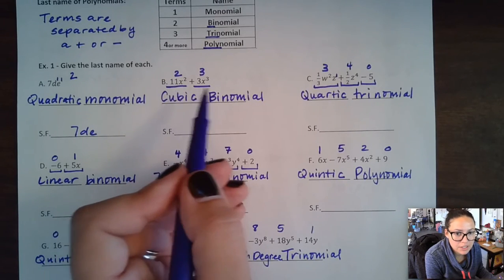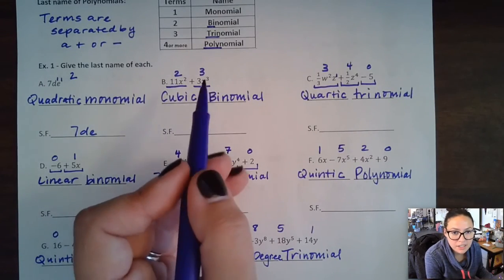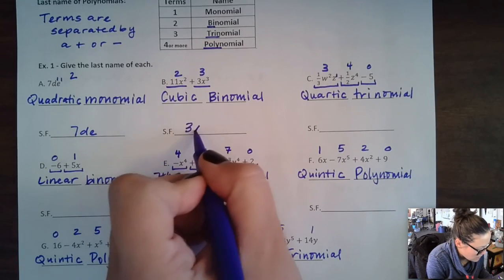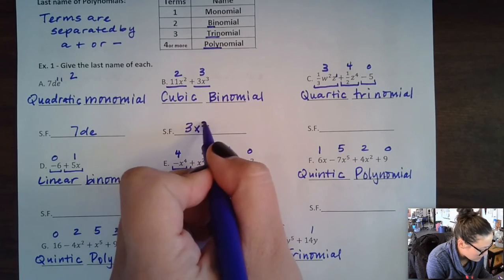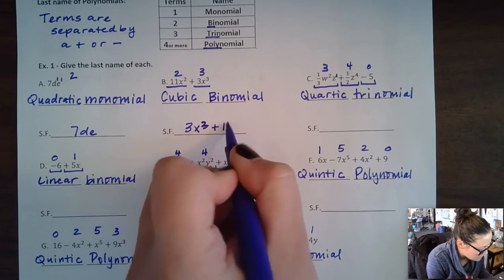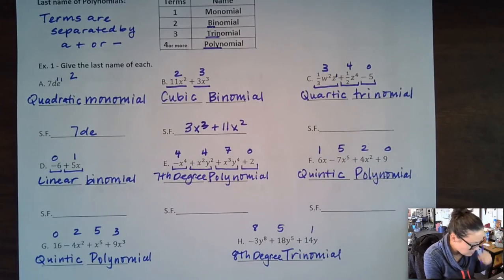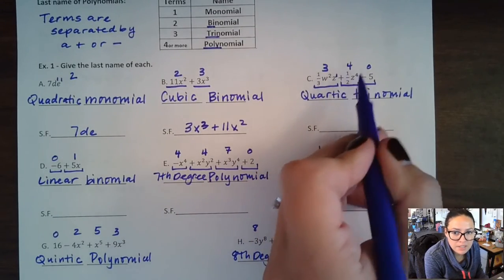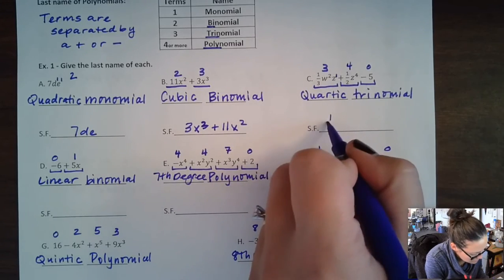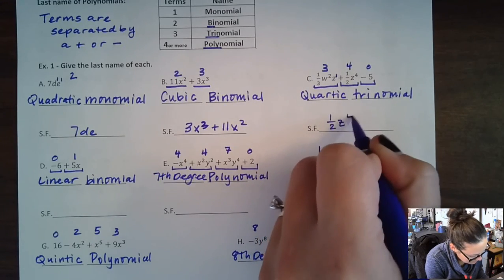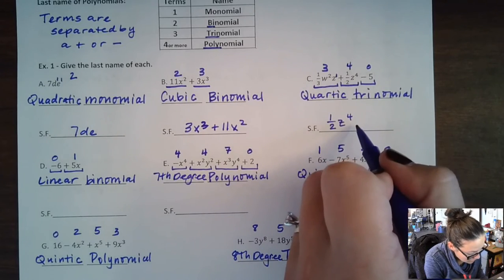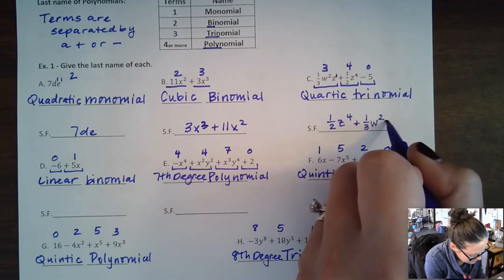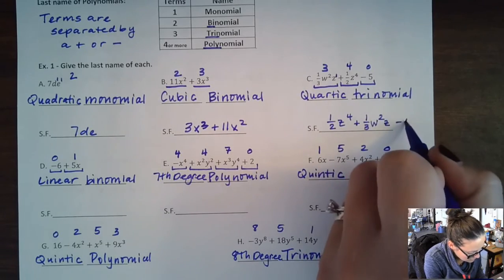Let's look at B. This is degree 2, this is degree 3. According to standard form, the biggest degree goes first. So I would have 3x cubed plus 11x squared. All right, let's try C. So I have 3, 4, and 0. That means my degree 4 term is going to go first, followed by the degree 3 term, and then lastly, the constant term.